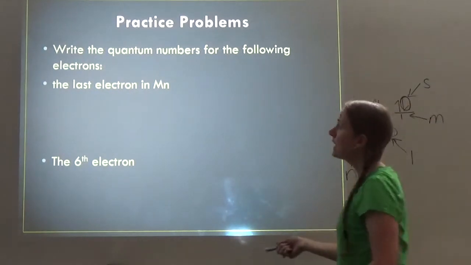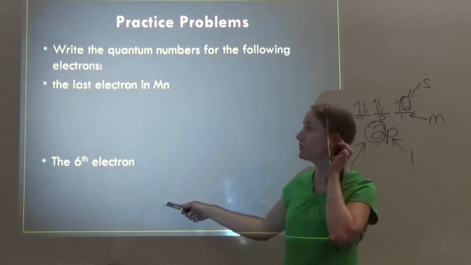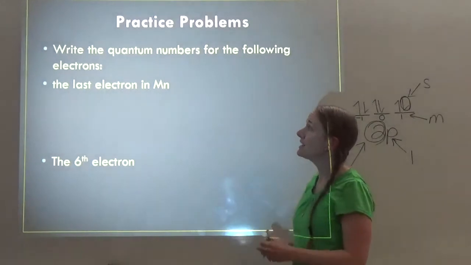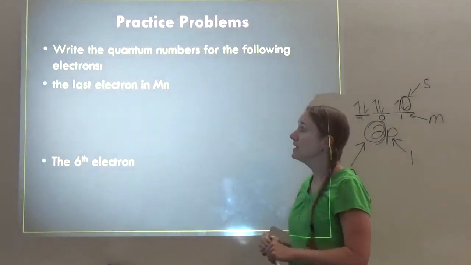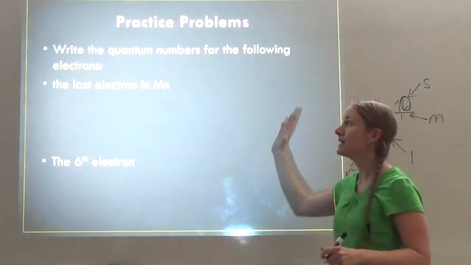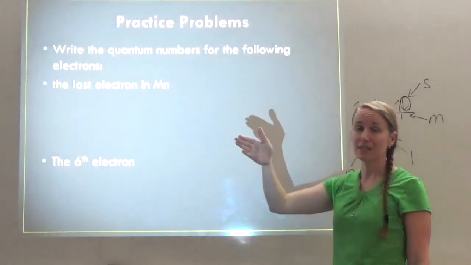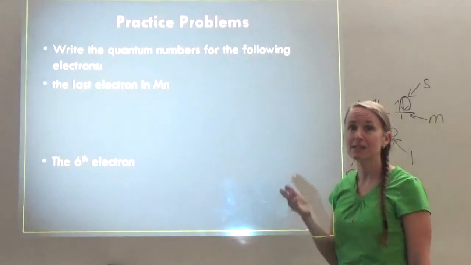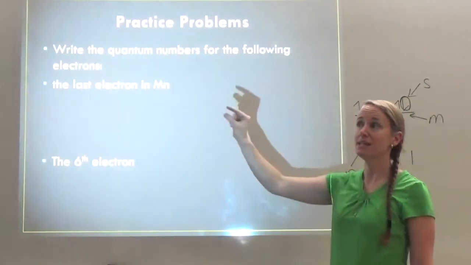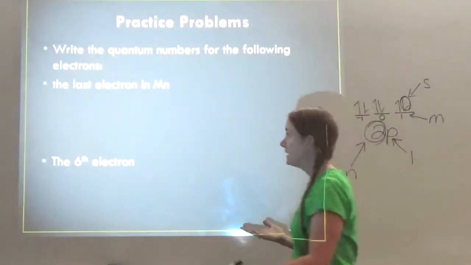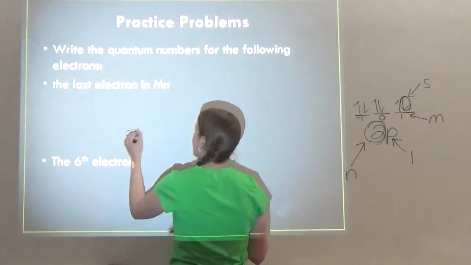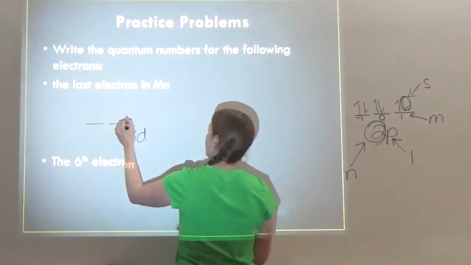Okay, so I'm going to show you how to do the top one, and then I'll let you try this one. All right, so this says the last electron in Mn. So y'all, if you look at a periodic table, Mn is in the 3D sublevel. Like you can see, it's a little bit after Sc. So I know that the last electron is going to be in 3D.